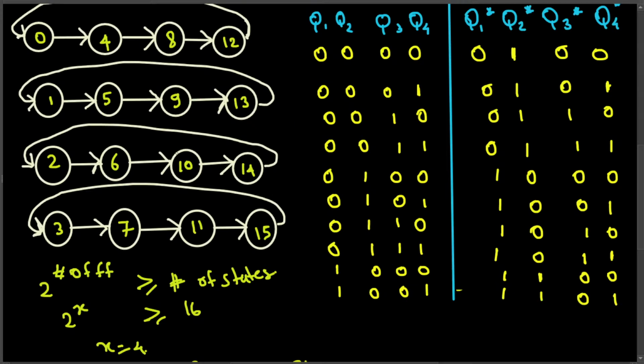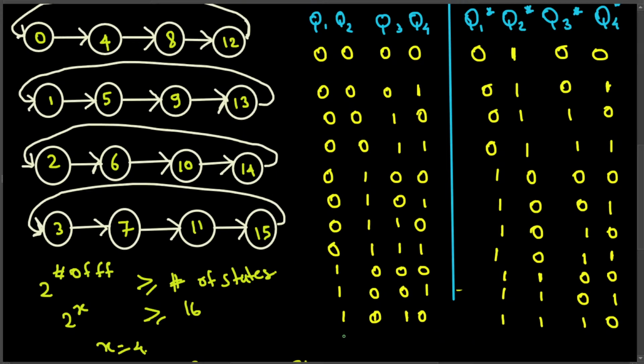And if it's 10, 1 0 1 0, the next state is going to be 14. 12 plus 2, so 1 1 1 0. Okay, we are at 10 and 14.